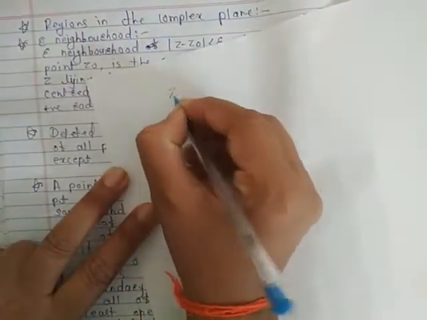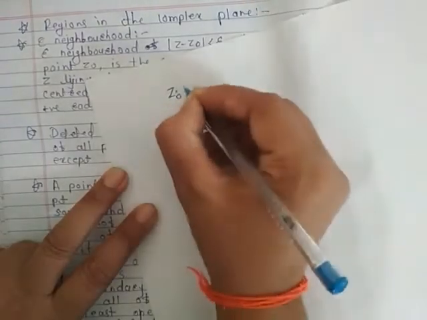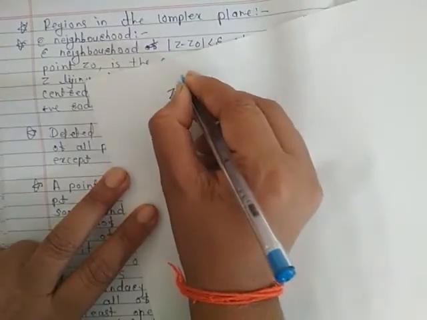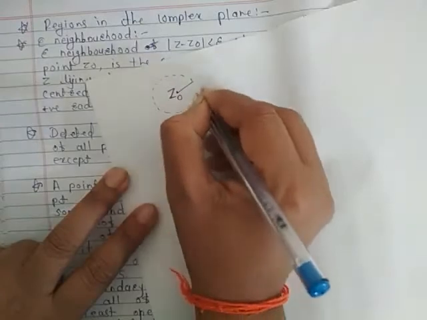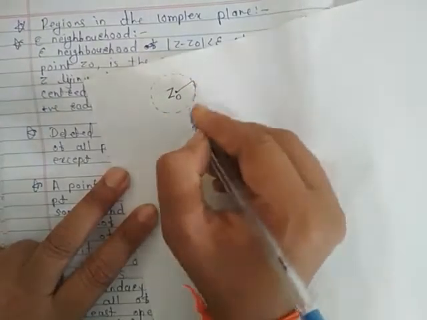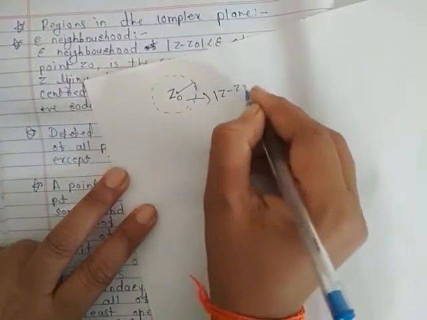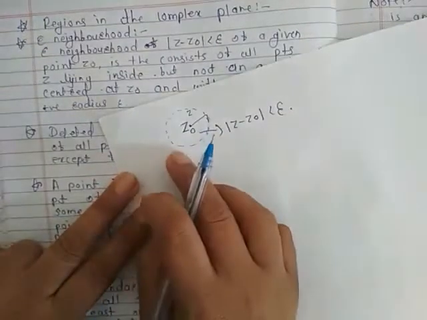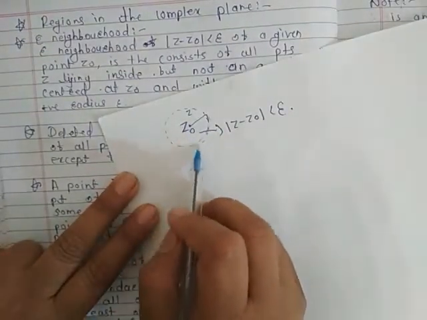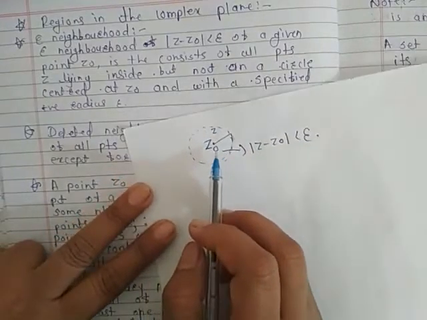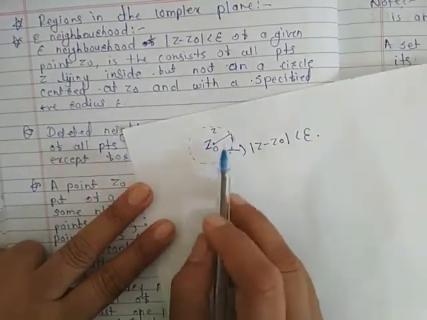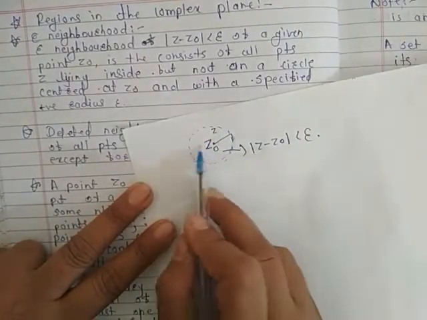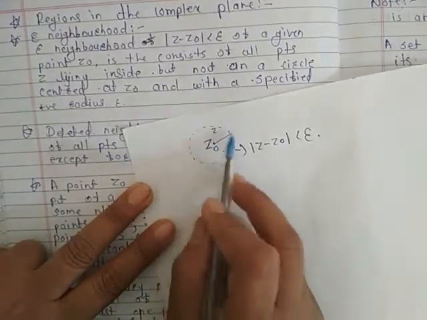See here. Suppose this is a z0 point. Choose an epsilon radius and draw a circle around it. Okay. This is modulus of z minus z0. Here z is any point. Okay. This is an epsilon neighborhood of z0. It is the set of all points z lying inside this circle, not on the circle.